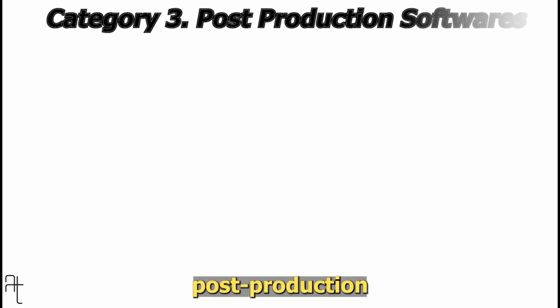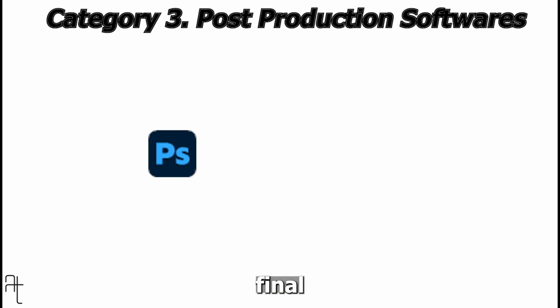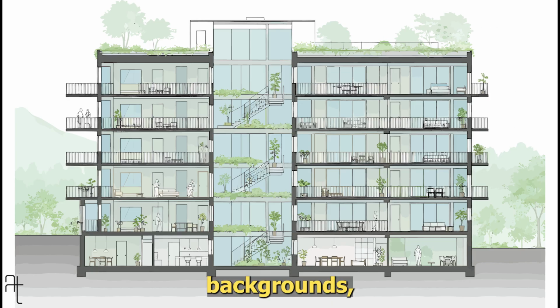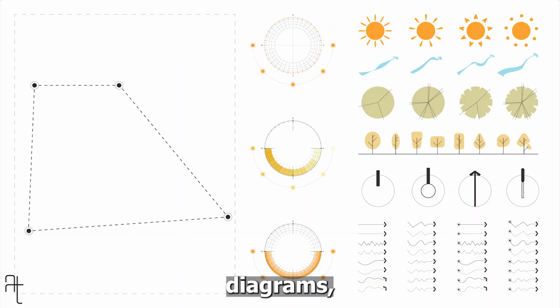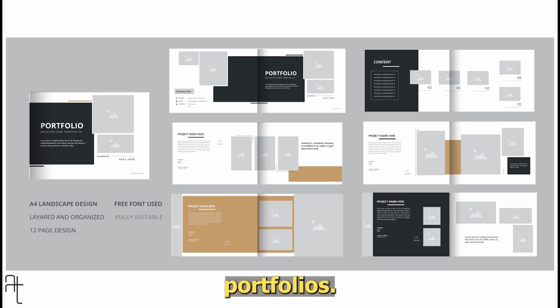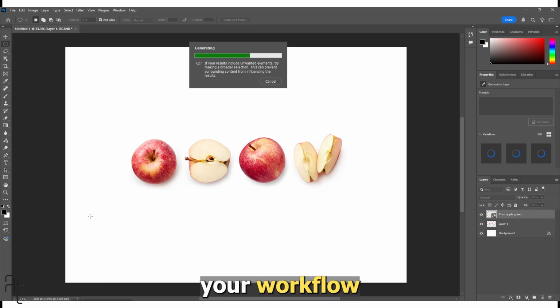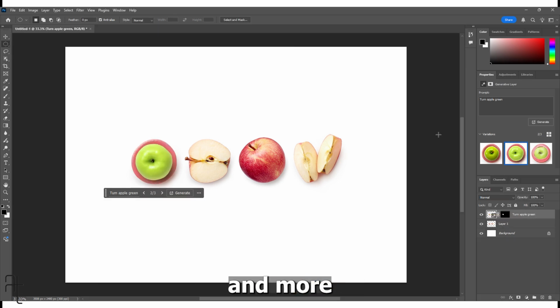The third category I'm going to talk about are your post-production softwares. And the only software on my list actually is Photoshop, which is kind of like the ultimate final touch too. Photoshop is sort of non-negotiable for post-production, so you can use it to post-process your renders, you can use it to add backgrounds, create site analysis diagrams, edit site photos, mood boards, and portfolios. And now Photoshop even has AI embedded in it, so your workflow can be even faster and more efficient.